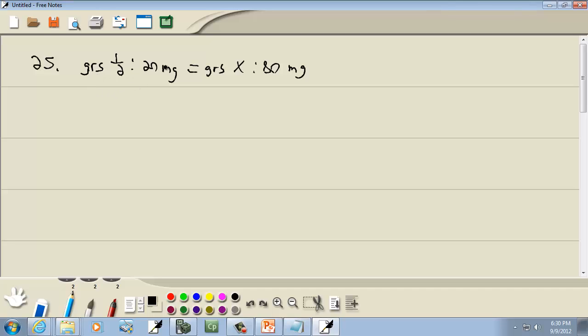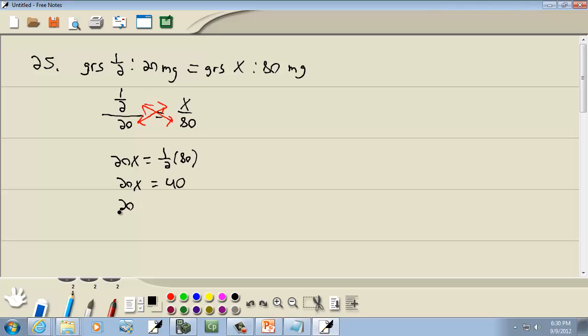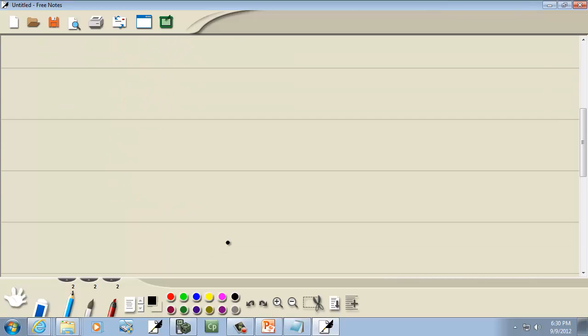So again, since these are grains and these are milligrams, I can drop those, and I just have 1/2 over 20 equals X over 80. This is a proportion, so I'll cross multiply. I got 20 times X, which gives us 20X, and I got 1/2 times 80. Well, 1/2 times 80 gives us 40, and then we'll divide both sides by 20. Those 20s cancel, and we get X is equal to 2.